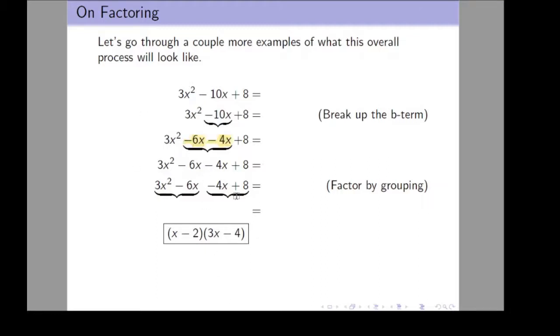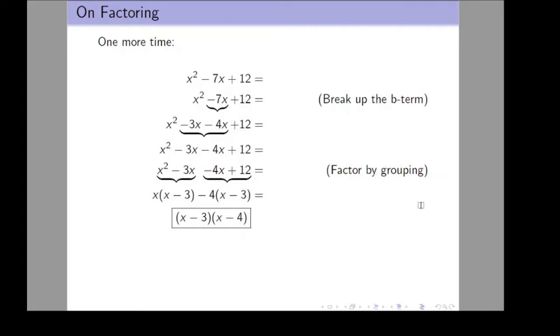The trick to this is figuring out that negative 6x minus 4x was the right way to break up the negative 10. And we'll go through that method in just a second, but I want to go through one more example of what all this will look like.